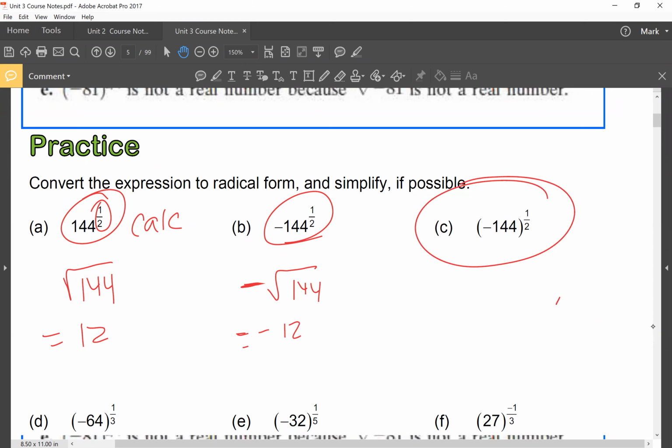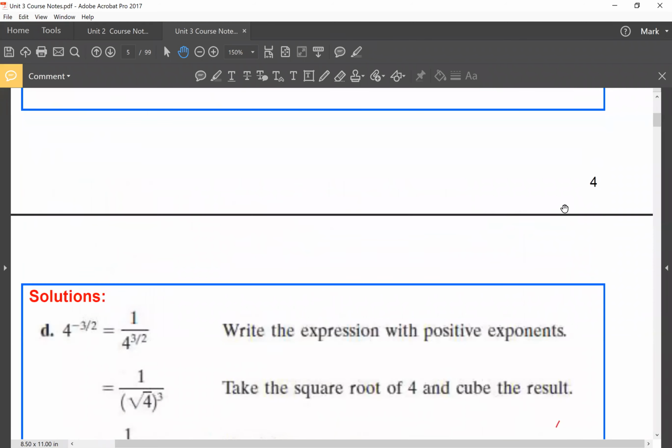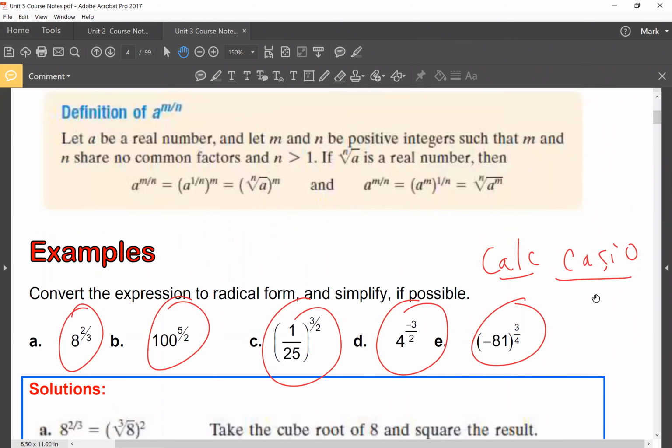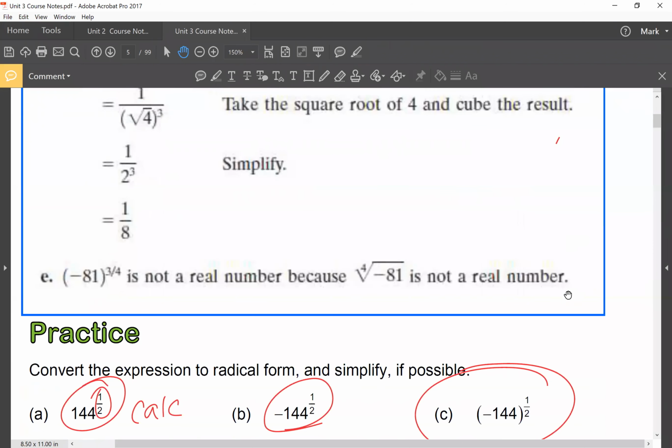This one is different. Oops, sorry. I pressed the space bar.